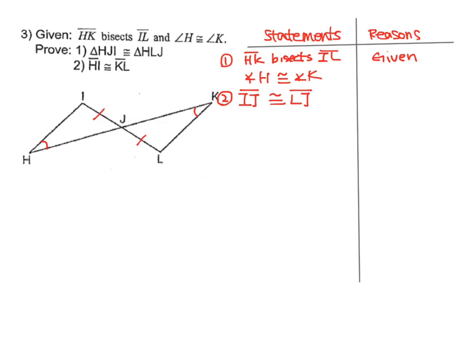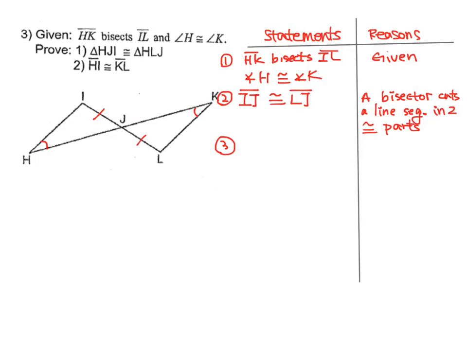Why is that? A bisector cuts a line segment in two congruent parts. All right, so now let us move on to number 3.